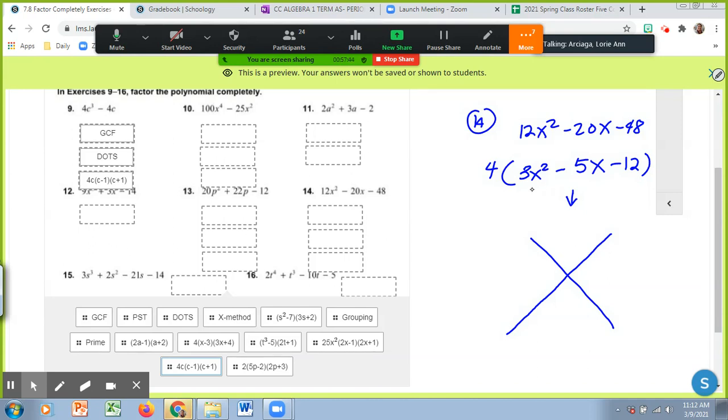Okay, so multiply 3 and negative 12 together. What do you get? Negative what? Negative 36, right? Where did that come from again? It came from these. You multiply them. And then the middle number goes right here. Okay, so tell me what numbers multiply to negative 36, but they add to negative 5?